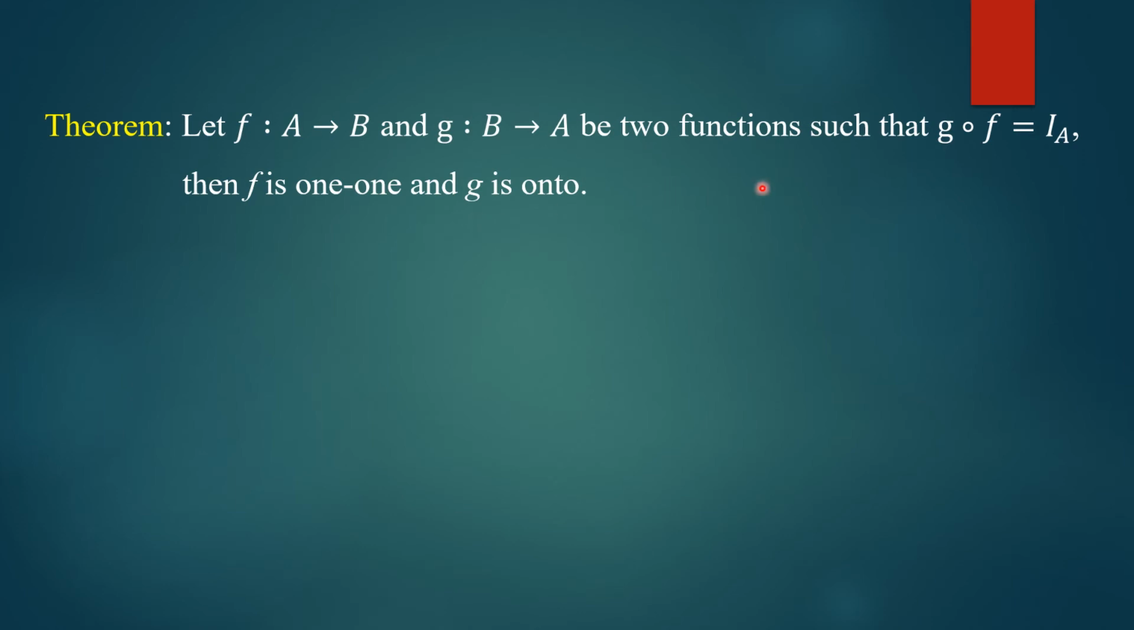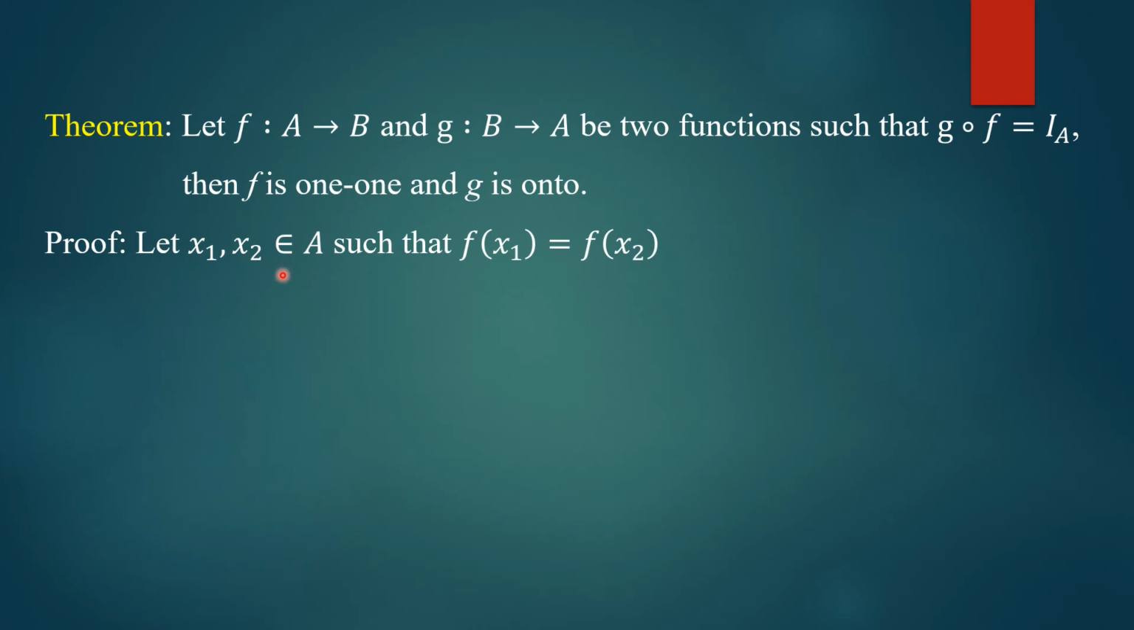Very simple proof, you see. So let x1 and x2 be elements of the set A. This A is the domain of f as well as GOF. So we are writing x1, x2 in A such that f(x1) is equal to f(x2).